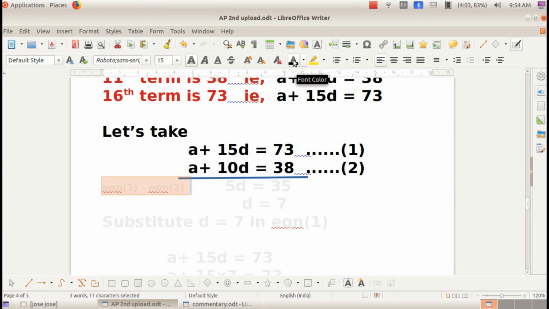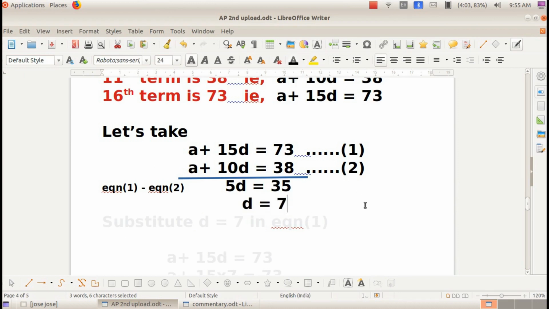Equation number 1 minus equation number 2. We know only like terms we can subtract. A minus a is 0. 15d minus 10d is 5d, equal to 73 minus 38, that is 35. So when we do equation number 1 minus equation number 2, we got 5d equal to 35. Therefore d equals 35 divided by 5, and the value of d is 7.